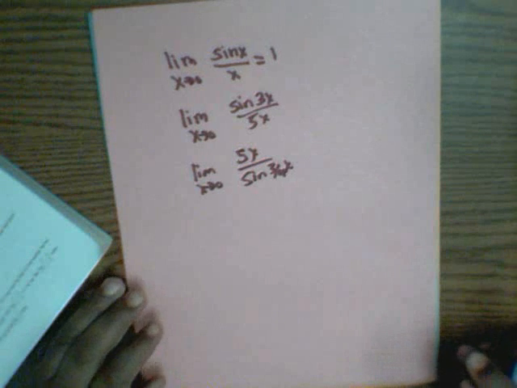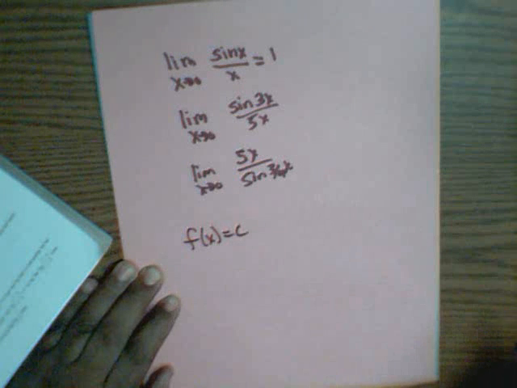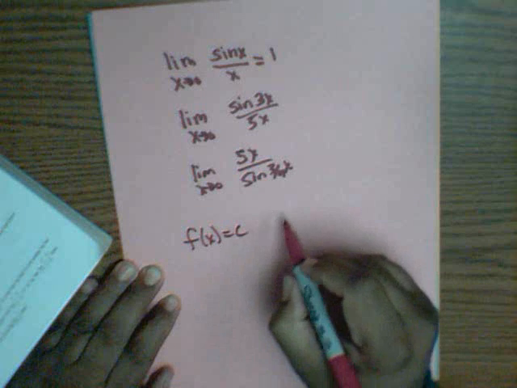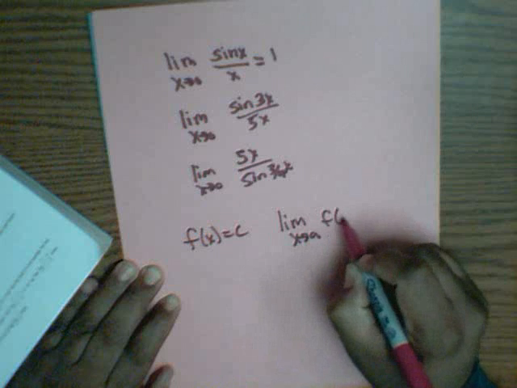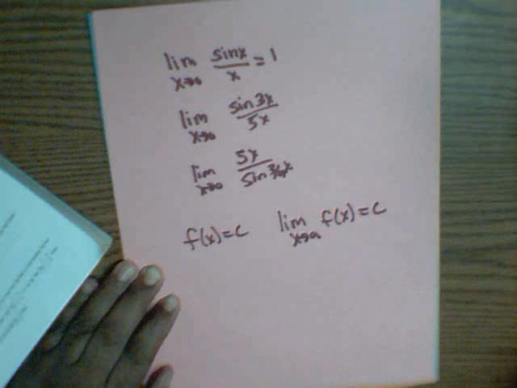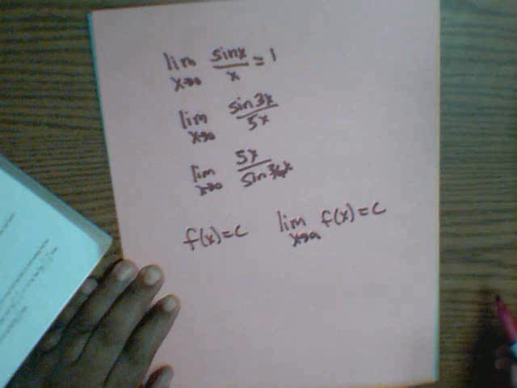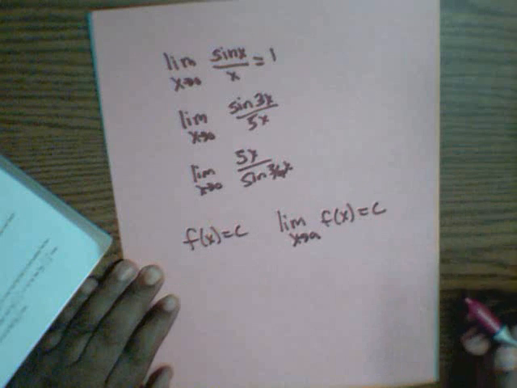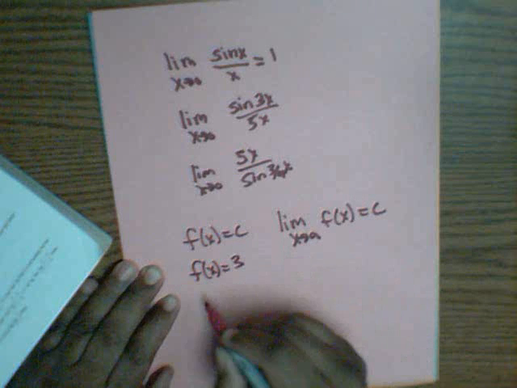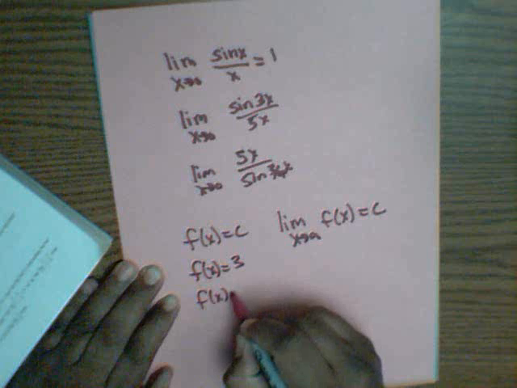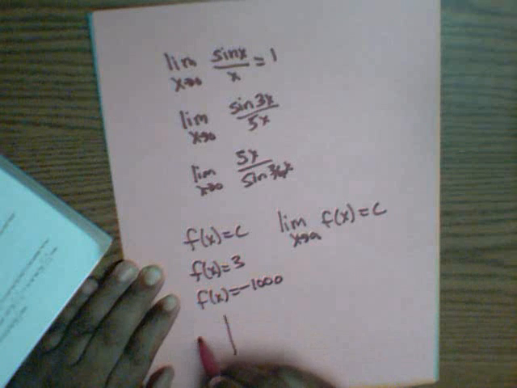We have to understand certain theorems. If I have a function f of x that's equal to a constant, then I have to remember that the limit as x approaches a of f of x is equal to that constant. A lot of times in math you have to ask yourself, what exactly are they talking about? Basically, f of x, any function, is equal to a constant. That's like saying f of x is equal to 3, or f of x is equal to, say, negative 1,000. What does the graph of that look like?